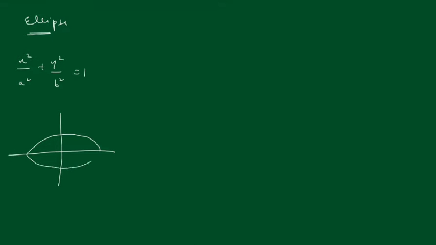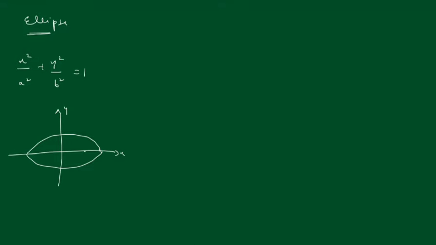So next, ellipse. Here the ellipse formula is x square by a square plus y square by b square, which equals 1. In this case, the graph is like this, right? So it is x-axis, it is y-axis.